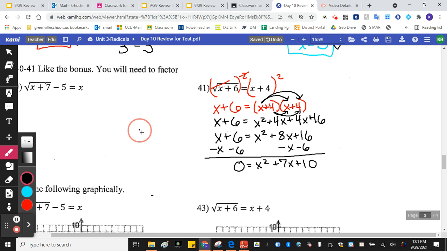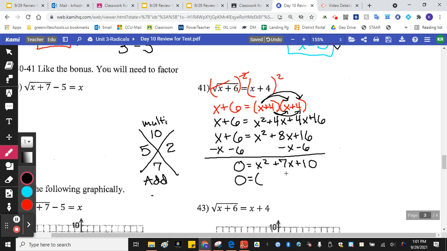All right, let's see how many of you remember. We need to know what multiplies to 10 and adds to 7. What two numbers would multiply to 10 but add to 7? 5 and 2. Nice. 5 and 2. 5 times 2 is 10. 5 plus 2 is 7.